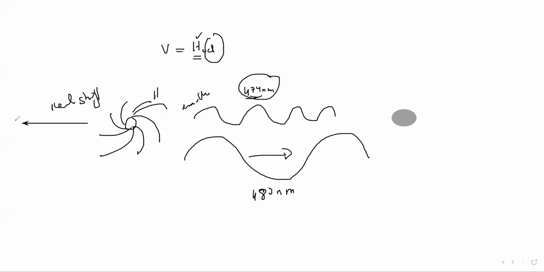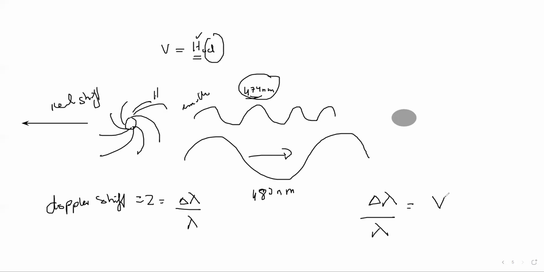How can we find the recession speed at which this galaxy is moving away? We can calculate a Doppler shift. What is a Doppler shift? It is denoted by Z. The Doppler shift, denoted by Z, is equal to the change in wavelength divided by the original wavelength. Using this Doppler shift, we can find the speed of the galaxy: the change in wavelength divided by the original wavelength is equal to the speed at which the galaxy is moving divided by the speed of light, which is 3 times 10 to the power 8. So in short, the Doppler shift is equal to the speed of the galaxy divided by the speed of light, the speed at which the object is moving divided by the speed of light. So we get a Doppler shift.